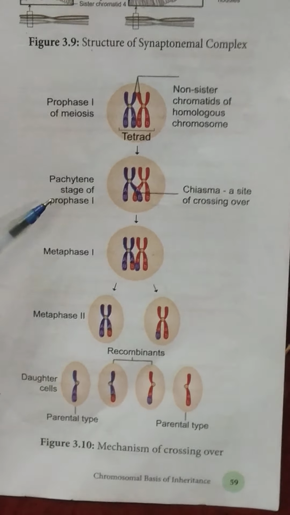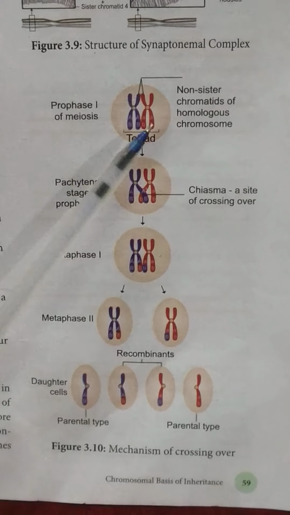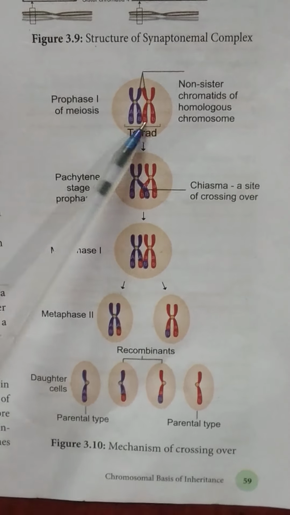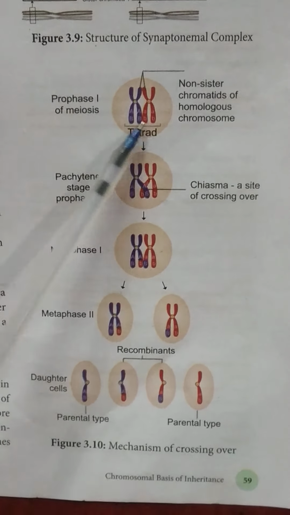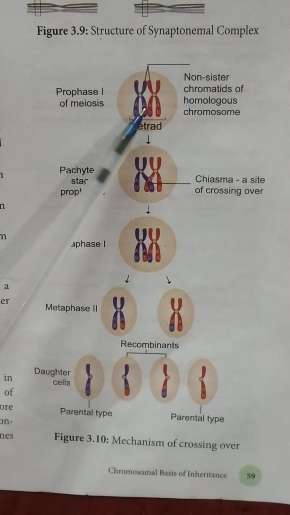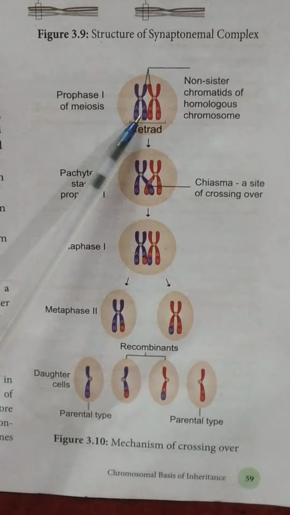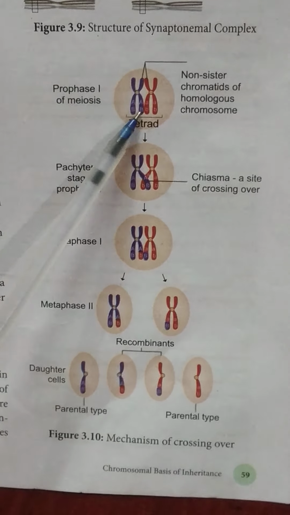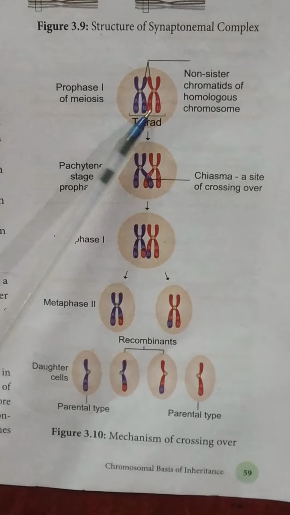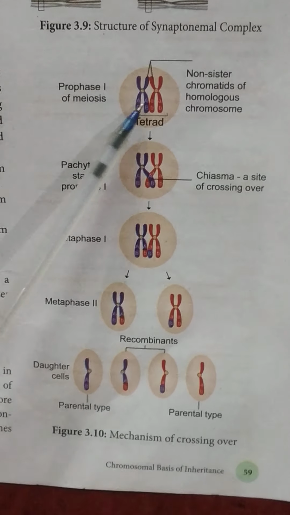This is the picture representing the mechanism of crossing over. You can see the two homologous chromosomes here, with a color difference, the red and the blue homologous chromosomes. What are homologous chromosomes? The two chromosomes which are similar in all aspects: the size of the chromosome, the length of the chromosome, and the number of genes present in the chromosome. If the two chromosomes are similar in all aspects, they are referred to as homologous chromosomes.